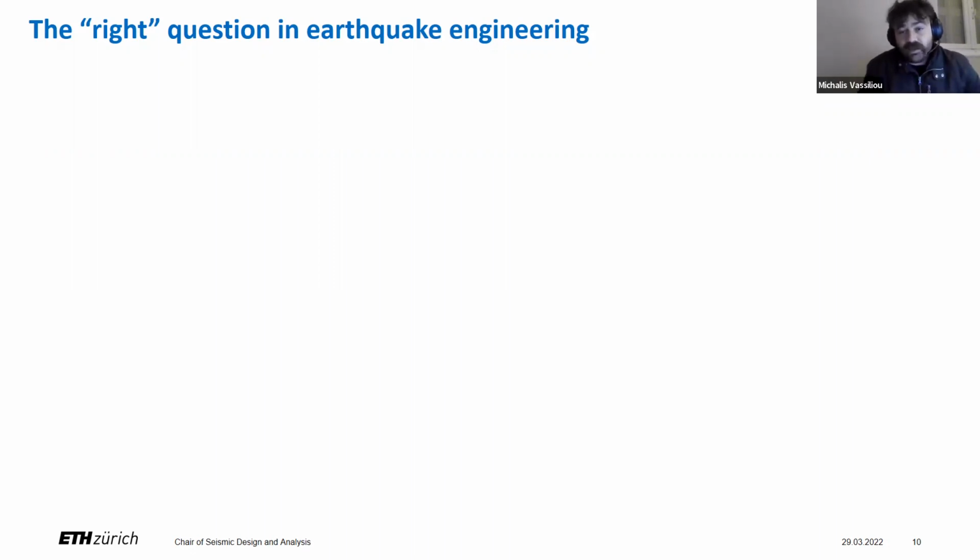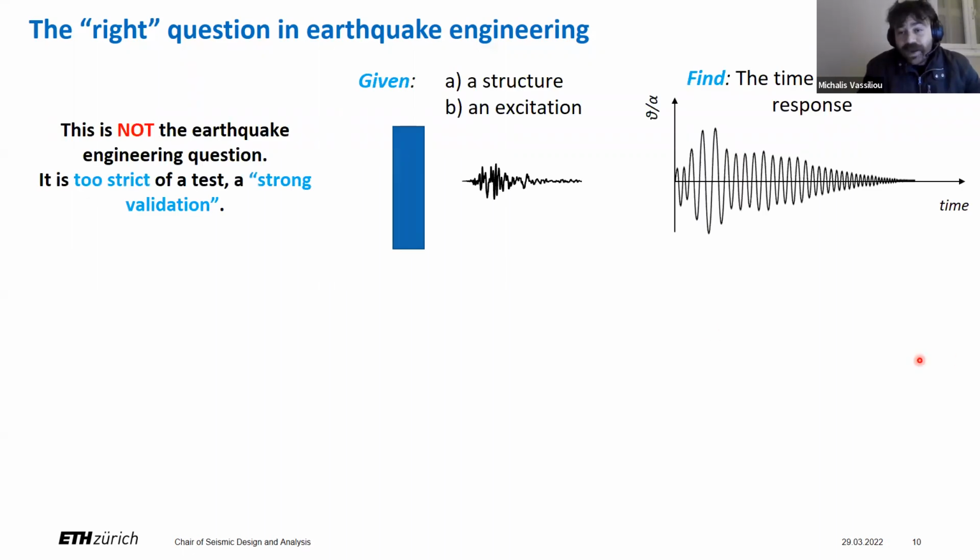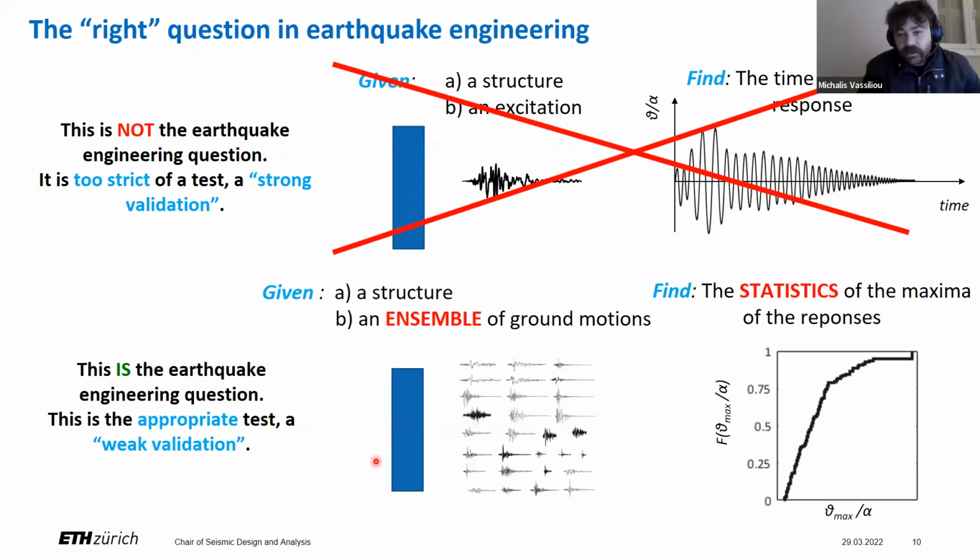The earthquake engineering design question is not find the response of a structure to a single ground motion, but find the statistics of the responses to a set of ground motions that define the seismic hazard. You do not design for one ground motion, but for an ensemble of ground motions. So for those of you that are not familiar with earthquake engineering, this problem really is of academic nature. You never design for one ground motion because you don't know the ground motion.